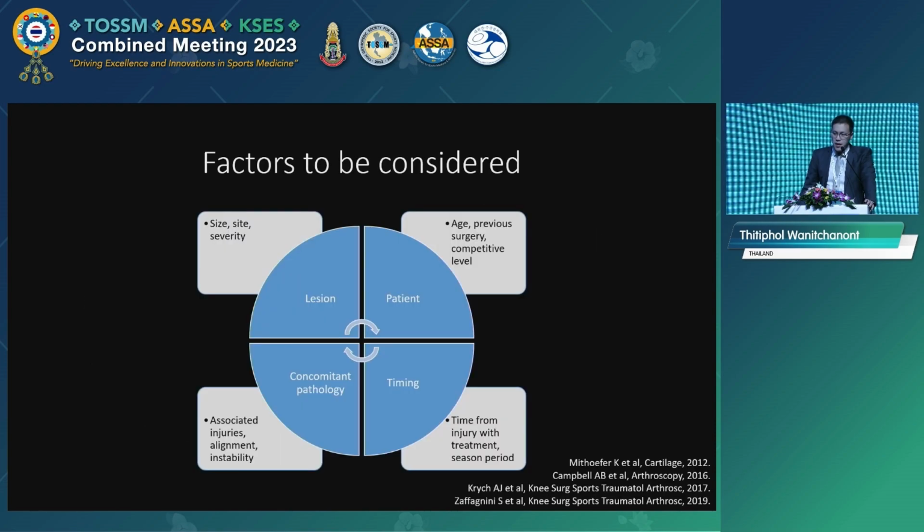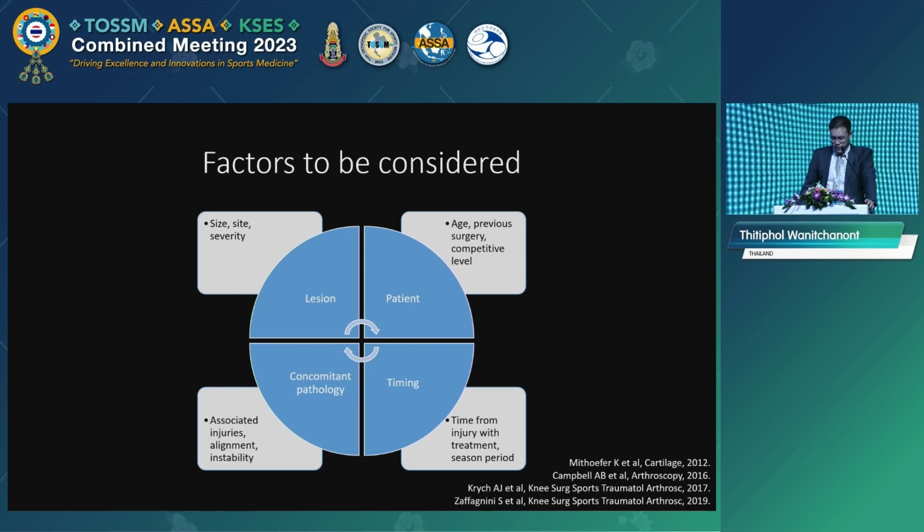There are many factors that need to be considered before you give a treatment. First of all, it's about the lesion: how large is the size, where is the location of the lesion, and the severity, the grading. And also the patient. For athletes, especially professional athletes, age is crucial. Also previous injury has a negative effect on the outcomes. And the competitive level is very important.